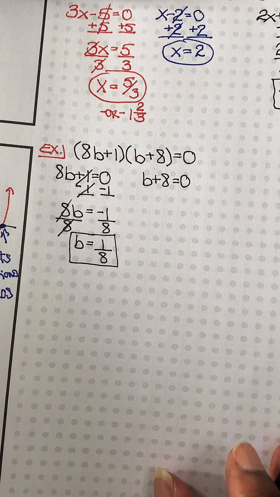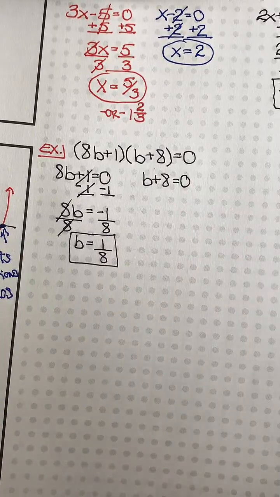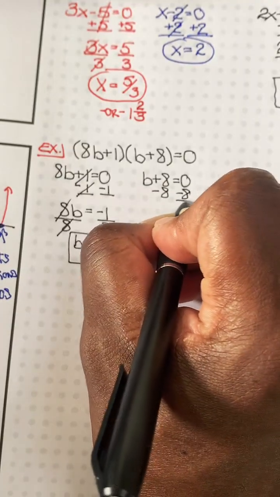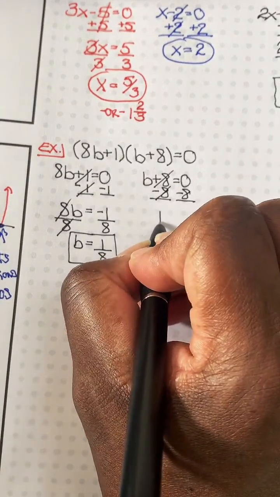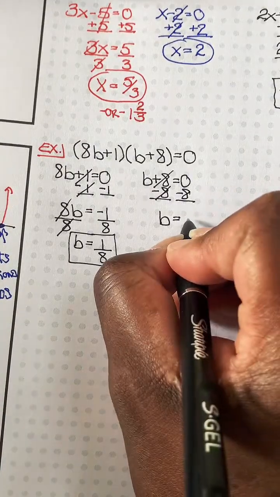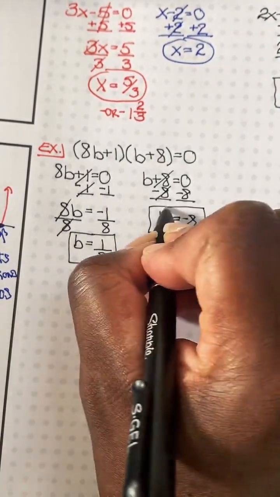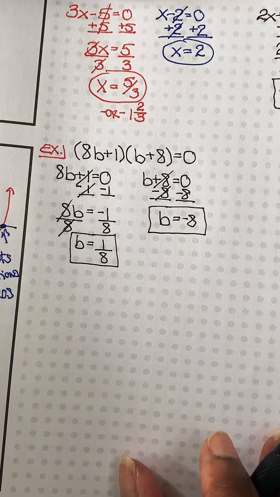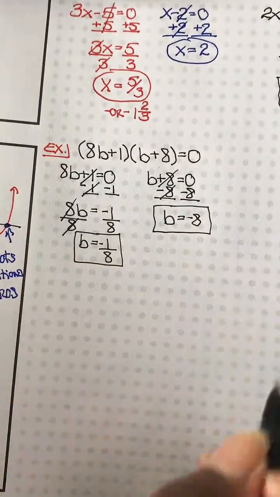Good job. All right. So now, when we're going to the other side, we're going to subtract 8 on both sides. So now we just have b over here. So now 0 minus 8 gives me -8. And we got this a lot quicker because my coefficient was 1, so I didn't have to do anything else. You are right. Thank you. It is a -1/8.